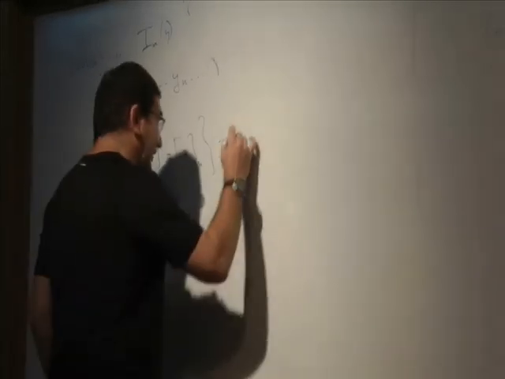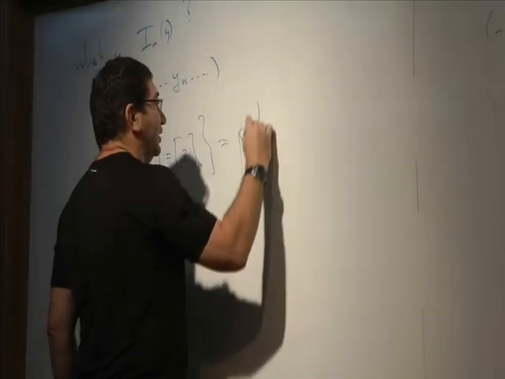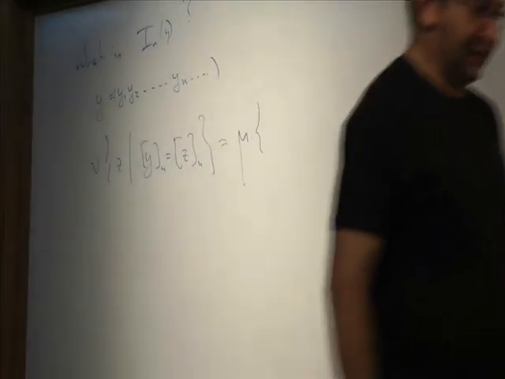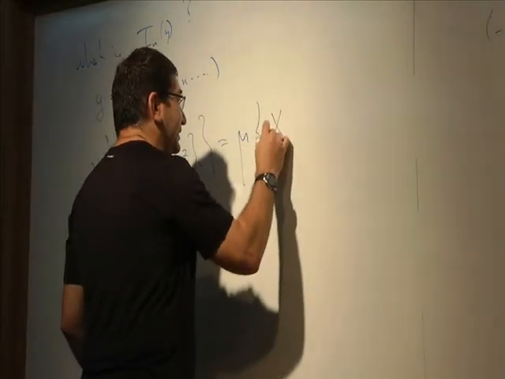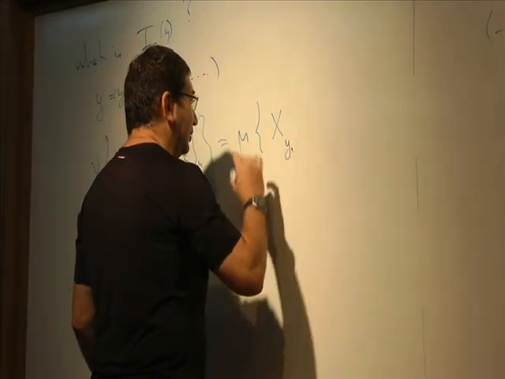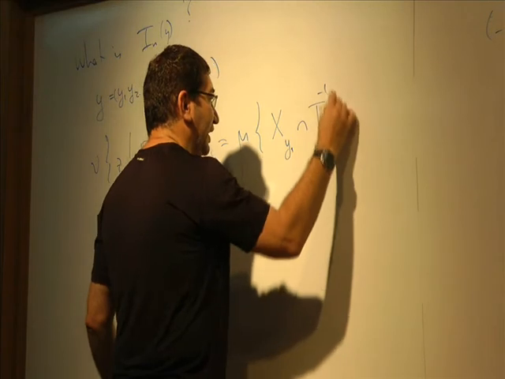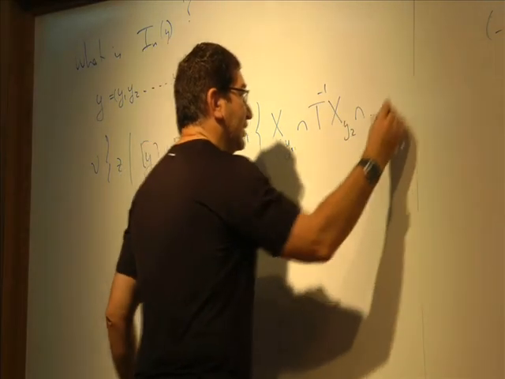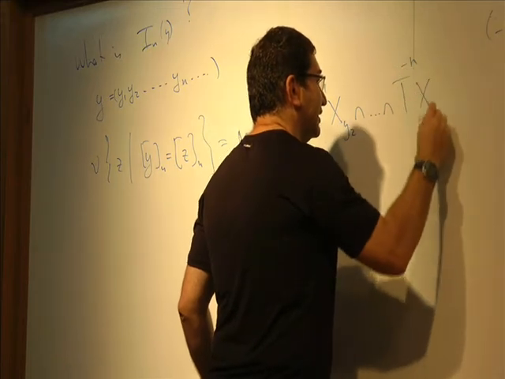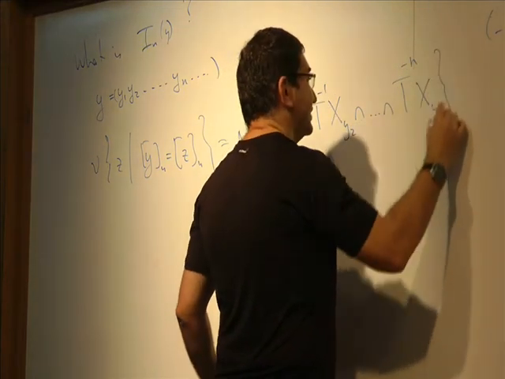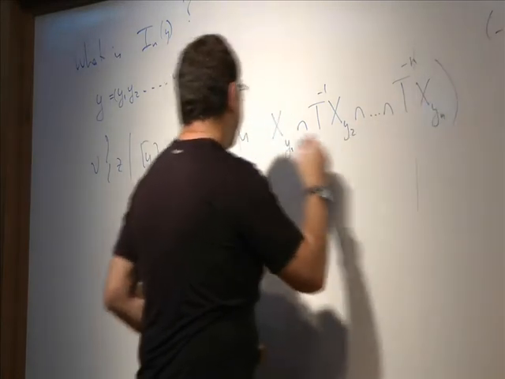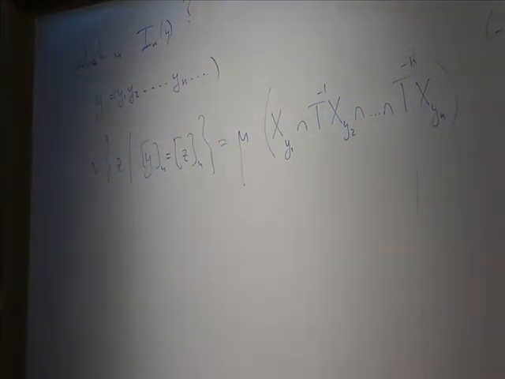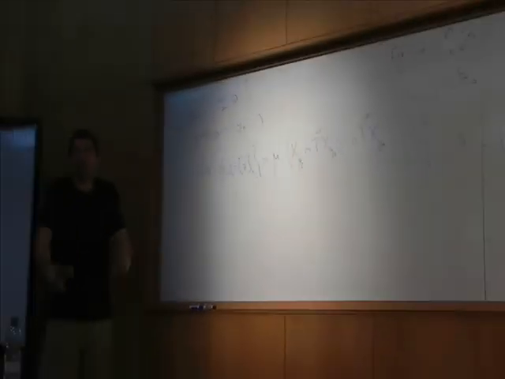Now, if you think about it, it is the mu measure of the set which consists of taking x, y1, intersecting it with T^{-1} x, y2, intersecting it with T^{-n}, x, well, whatever, some length, some index, it's regular parameters. Why? Because the new measure of such sequences is the mu measure of the preimage.